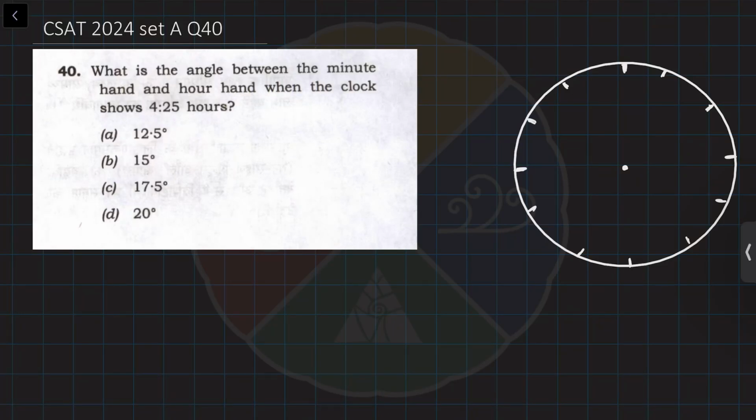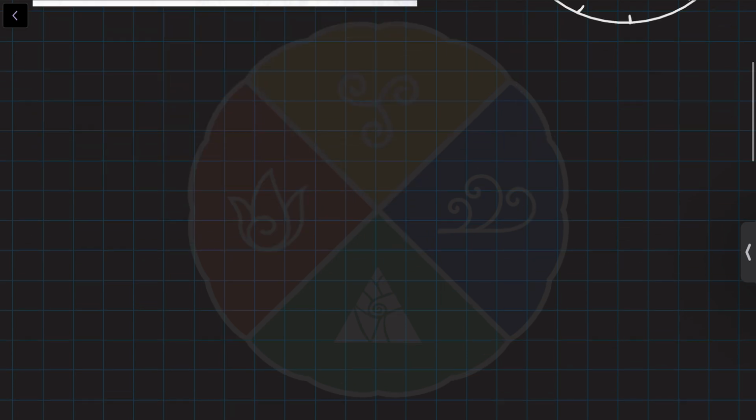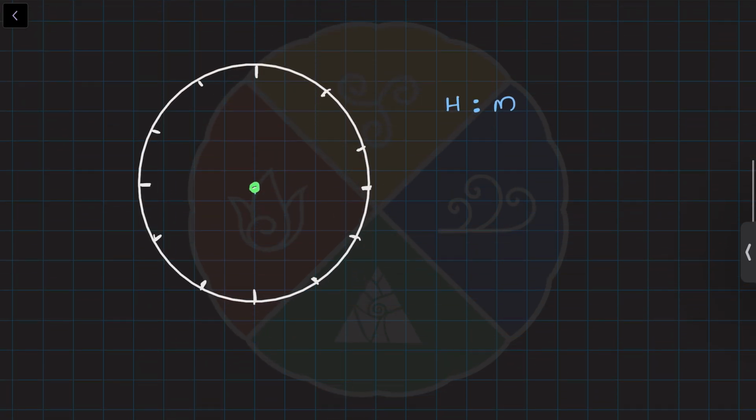So this is a question which came in the year 2024 from the chapter clocks. It's actually a very easy problem if you know the formula. You can learn the formula by heart, but I'm just going to show you how the formula comes about.